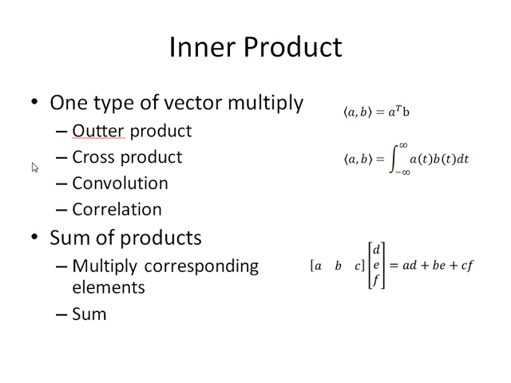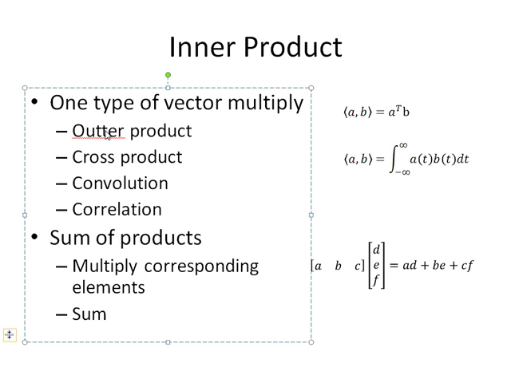Inner products are really important to us for a lot of areas. Now it's one type of vector multiplication. There are also outer products. If this is an inner product, an outer product would be A, B transpose. So outer products make matrices.